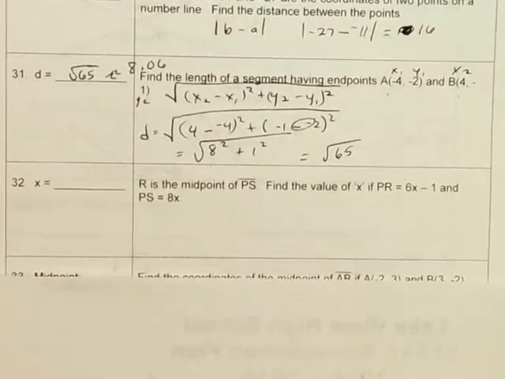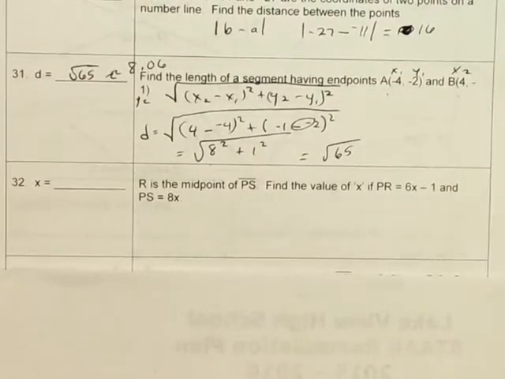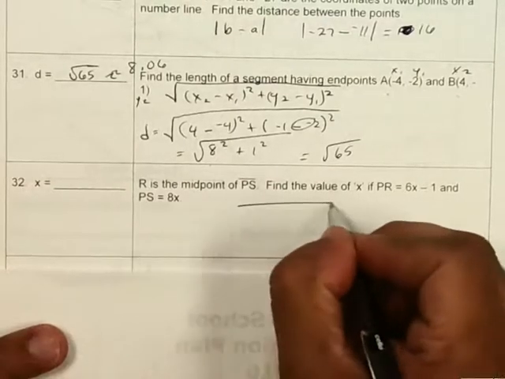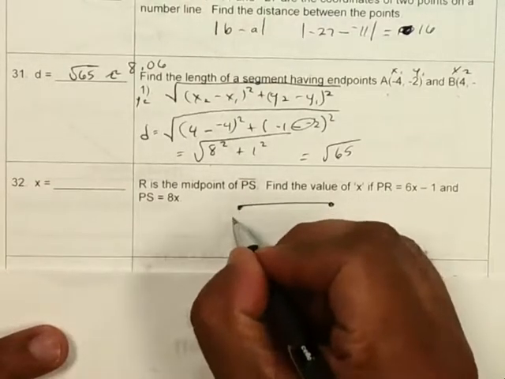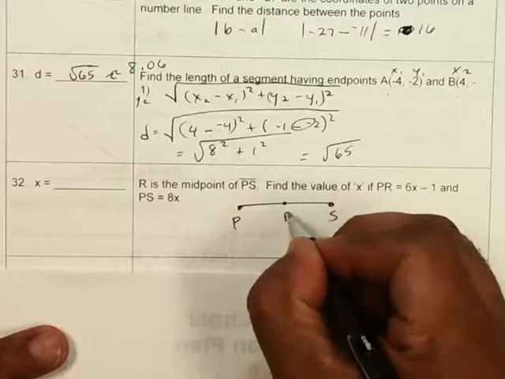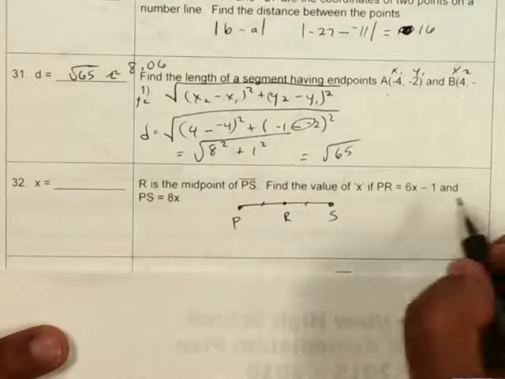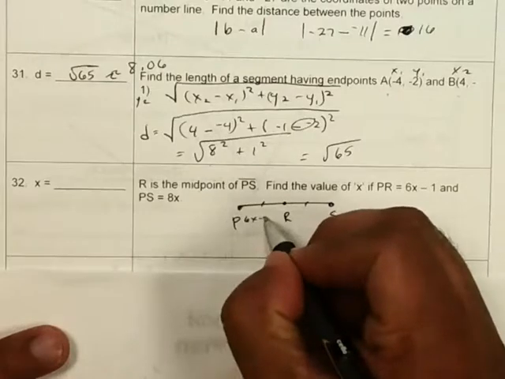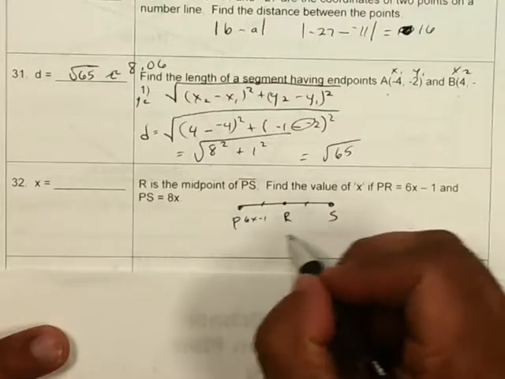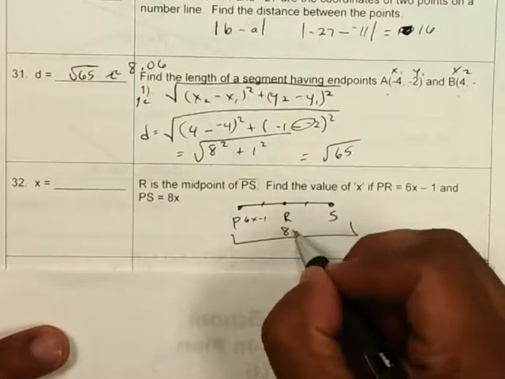All right, next we've got R is the midpoint of PS. Find the value of x if PR and PS are given. Let's draw a picture on this one. P and S are here, R is in the middle. If it's the midpoint, that means these two sections are congruent. So PR is 6x minus 1. PS, that's the whole thing here, that's 8x.